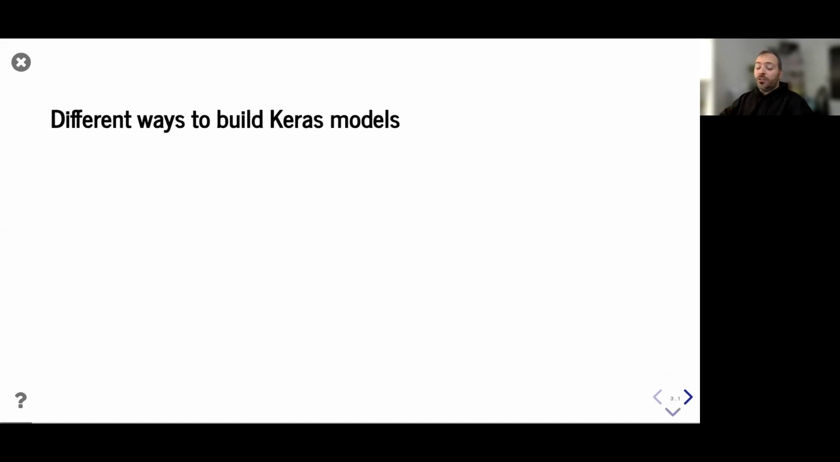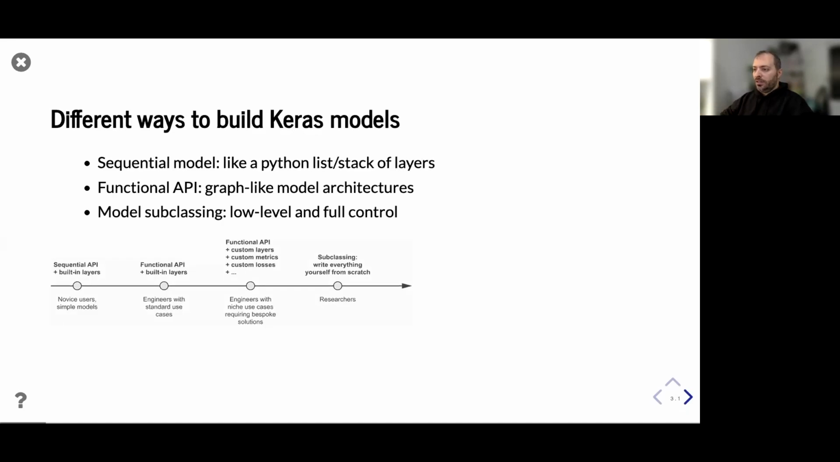So, first of all, regarding the models, there are different ways to build a model in Keras. We have already seen the sequential model, which is more or less a list of layers, so like Python lists. Today, we will see two more methods, the functional API, which is a graph-like structure, and the model subclassing, which is quite low level, but it gives you full control for everything. And here you can see a figure.